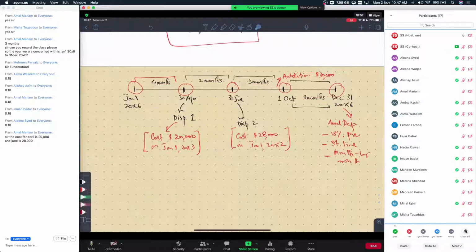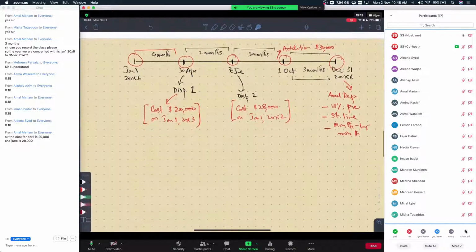So a fresh green check, please. So now the updated timeline, do we understand? Fajr, Madiha, and Iman Badr, and Misha. Misha, yes, good.